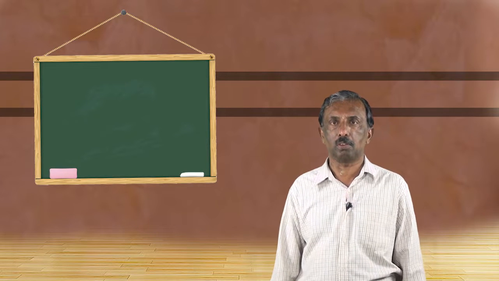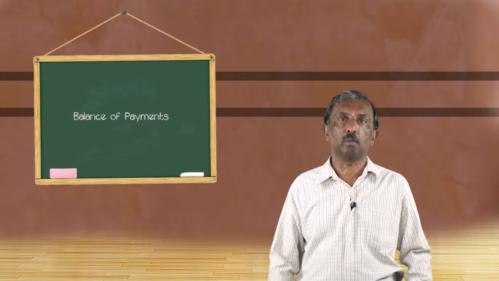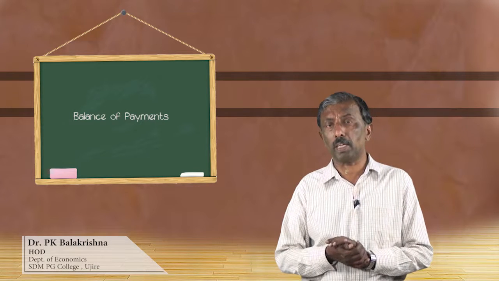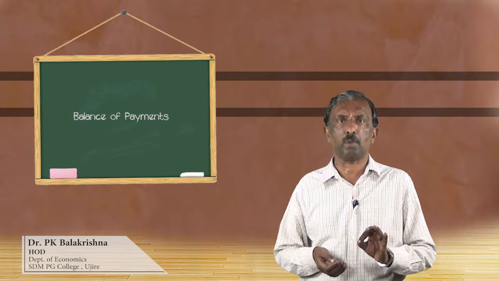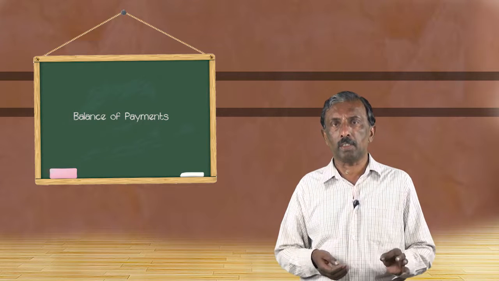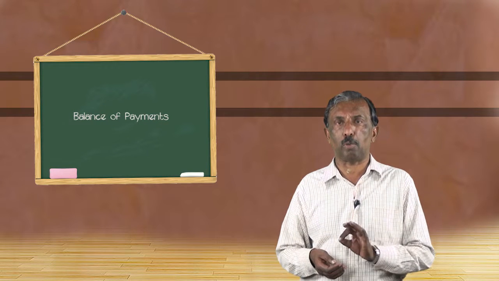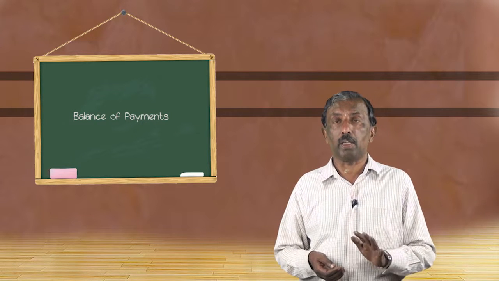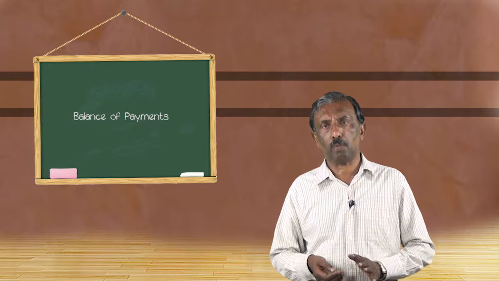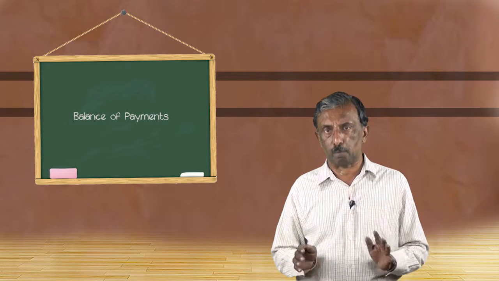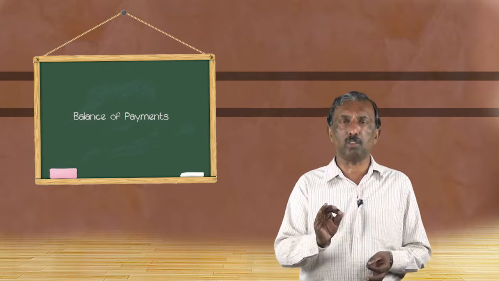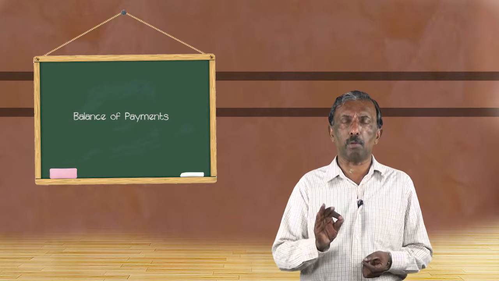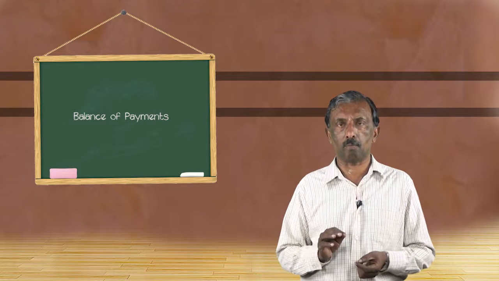Dear students, today let us take up the discussion of balance of payments. What is balance of payment? Balance of payment is a systematic record of a country's total receipts and total payments. We adopt the double entry bookkeeping method. Therefore, the two sides of the balance of payment must always be equal, so actually the balance of payment will always be in equilibrium.